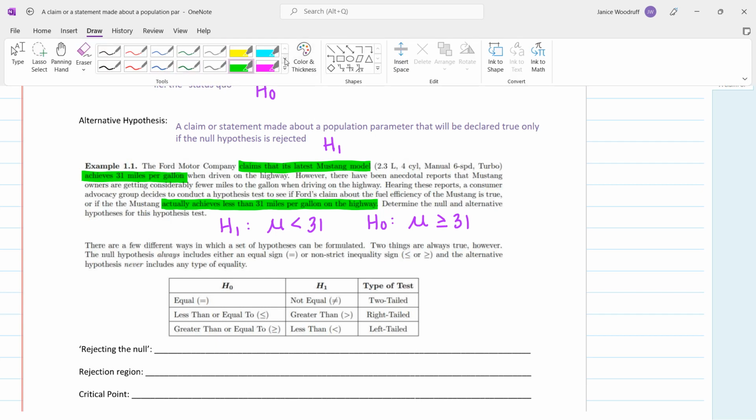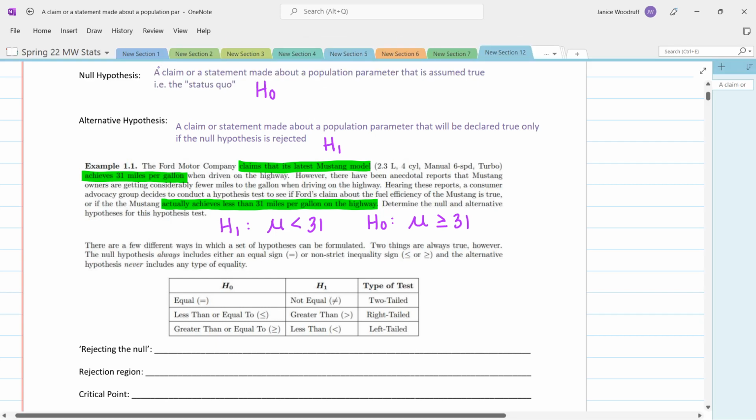Okay, a couple different ways that we can test a hypothesis. Two things are always true. The null hypothesis will always include either an equal sign or a non-strict inequality sign, so less than or equal to or greater than or equal to. And then the alternative never includes any type of equality. So the null is either equal, less than or equal to, or greater than or equal to. If the null is equal, then the alternative is just not equal. That's the opposite. So that's a two-tailed test.